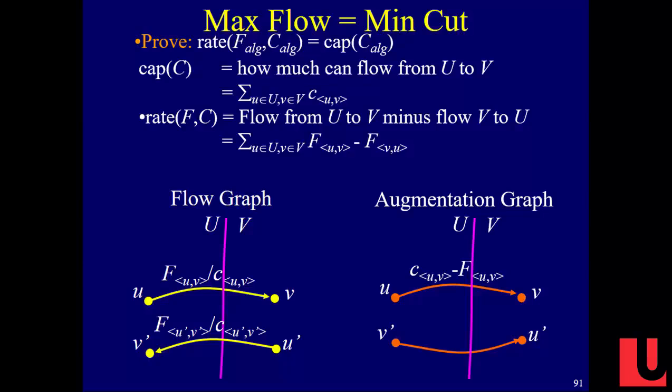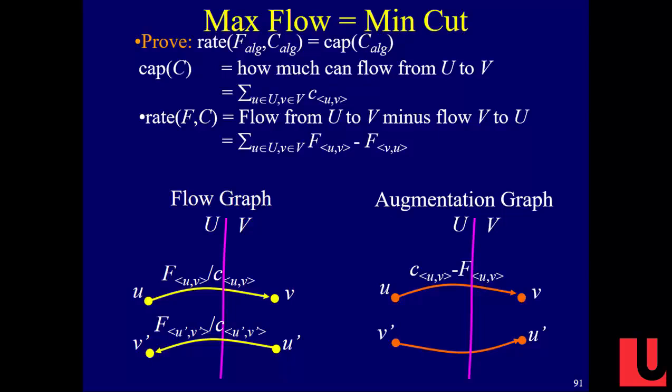So that says you can't have these augmentation edges. And if you don't have this edge, that means that this is at capacity, right? And if you don't have this edge, then that means that this flow is zero, right? Because if there was flow flowing this way, if there was flow flowing back across the cut, then I could push more forward by undoing that flow, right? Does that make sense?